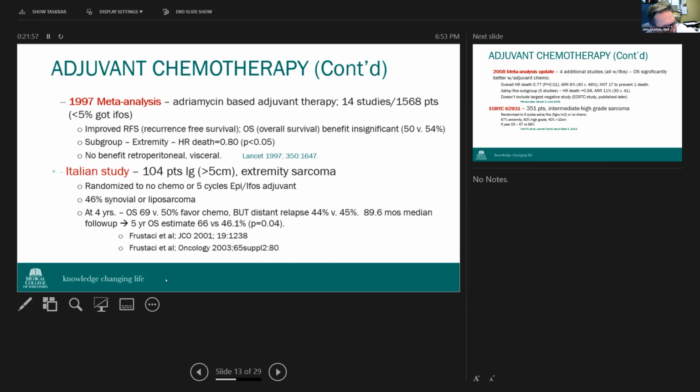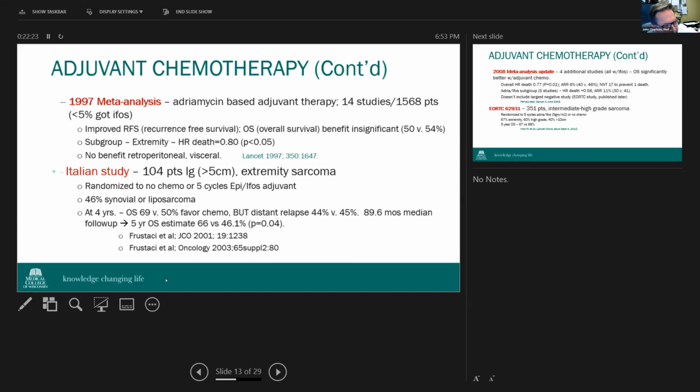But in this first meta-analysis, there was really no overall survival benefit in total for the sarcoma patients with chemotherapy. Maybe some increase in recurrence-free survival, but really no overall survival benefit. They did a subgroup analysis of extremity sarcomas, and there was a borderline significant decrease in the risk of death, but it's hard to know what to make of that.